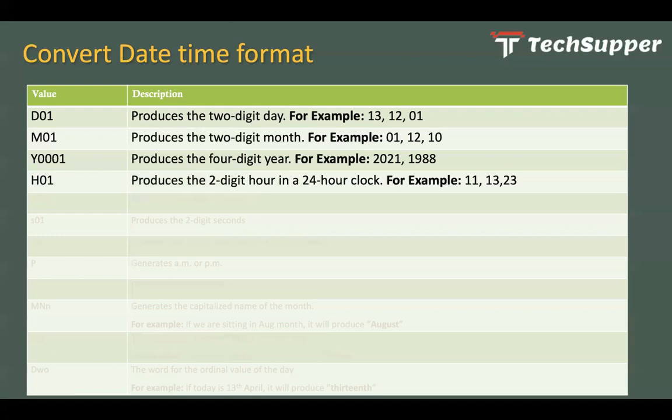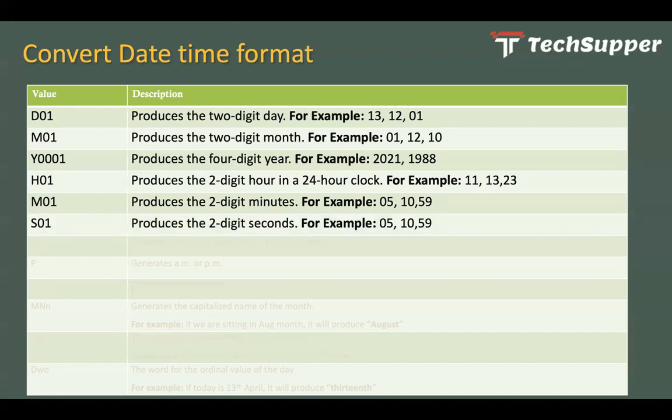If you want the hours, it will produce a 2-digit hour in a 24-hour clock, for example 11, 13, 23. M01, capital M01, produces the 2-digit minutes, for example 05, 10, 59. Okay, the maximum will be 59. S01 produces the 2-digit seconds, for example 05, 10, and 59. H1, small h and 1, produces the 1 or 2-digit hour in a 12-hour clock.